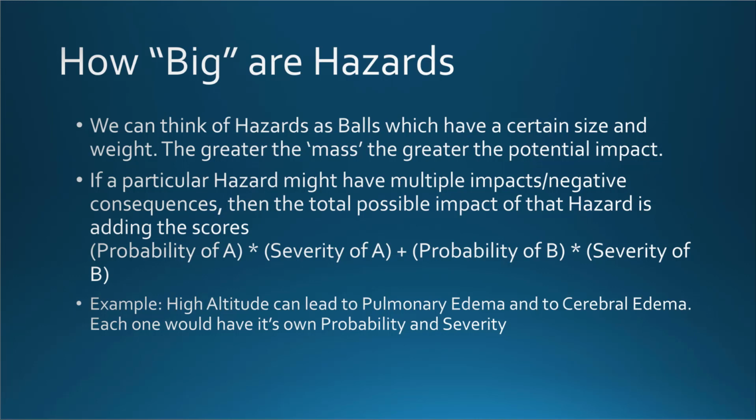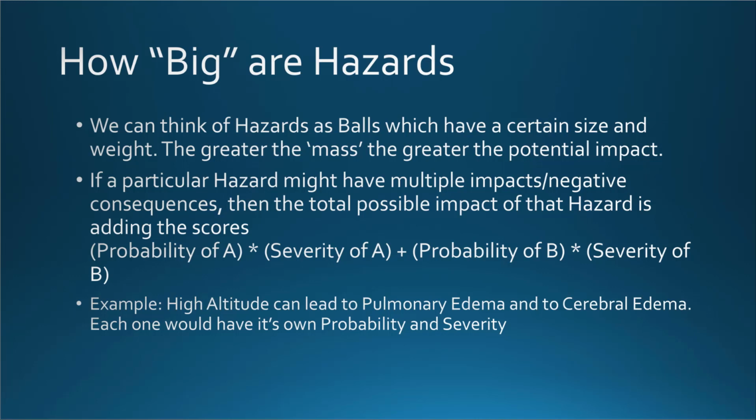The example is high altitude. One of the things that high altitude does is it can lead to pulmonary edema and also to cerebral edema. Each of those has its own probability and severity. But if we want to say what's the overall risk of being at high altitude, we have to add those two together, and that's going to give us a total score. So if you think back to our risk calculator, you'll understand how we might calculate a particular score for one and for the other, and then add them together.